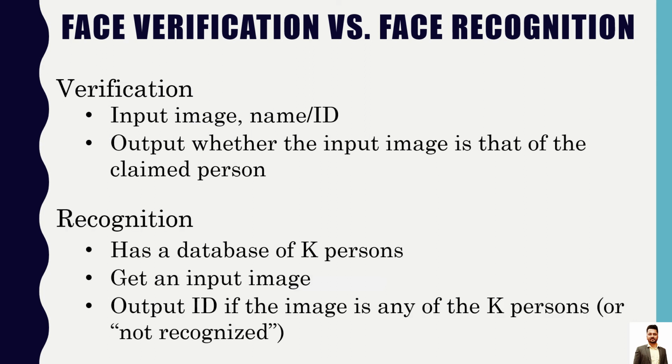And what is face recognition? Now recognition has a database, let's say, of K persons. K can be any number. You get an input image and output the ID if the image is any of the K persons, or output not recognized. So in the face recognition system, you have to compare the input image against each and every person in the dataset, and if the face is not matching, you have to print not recognized.